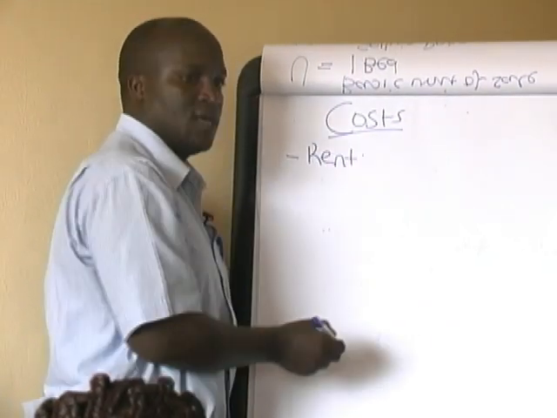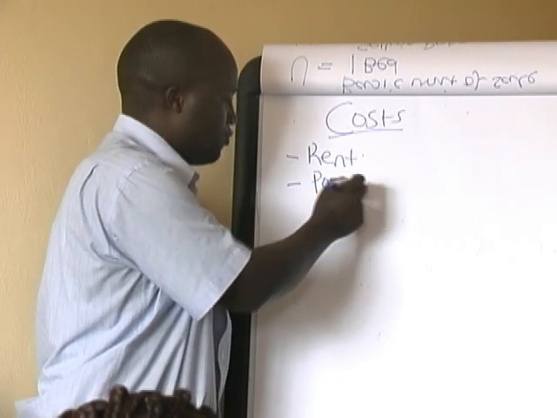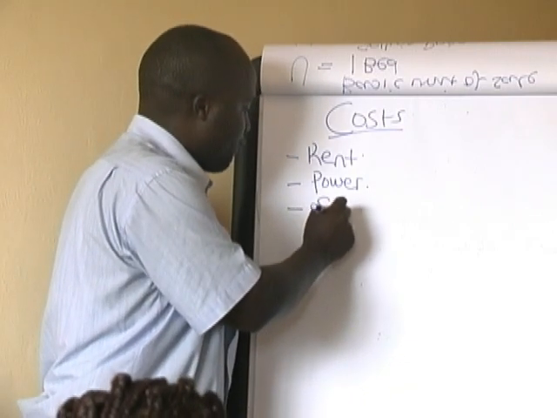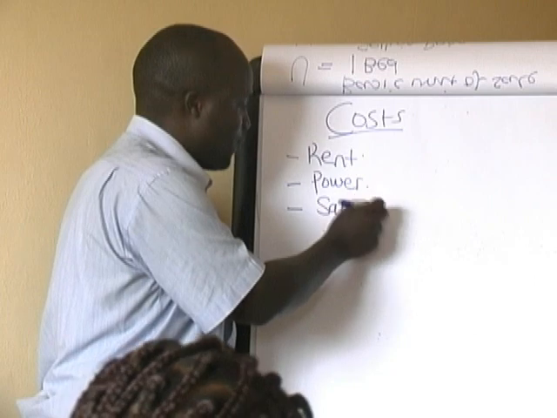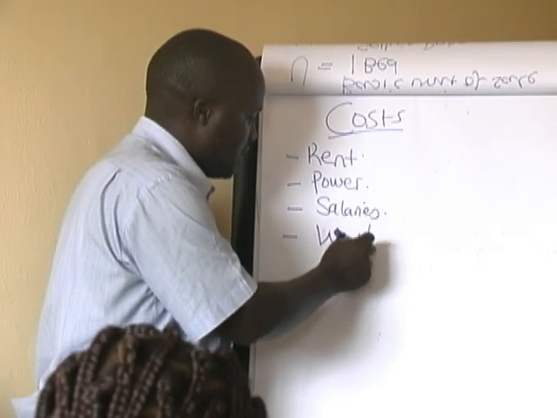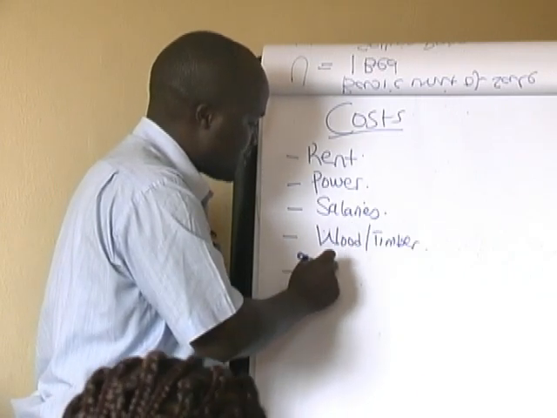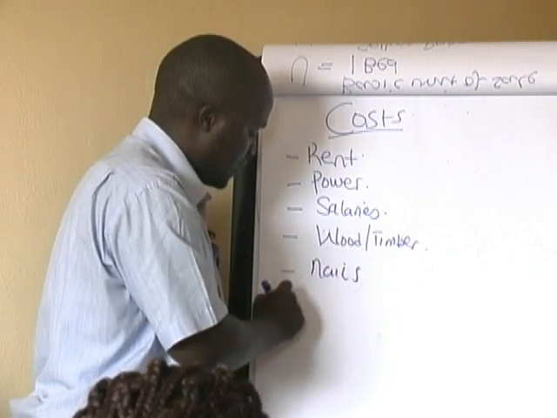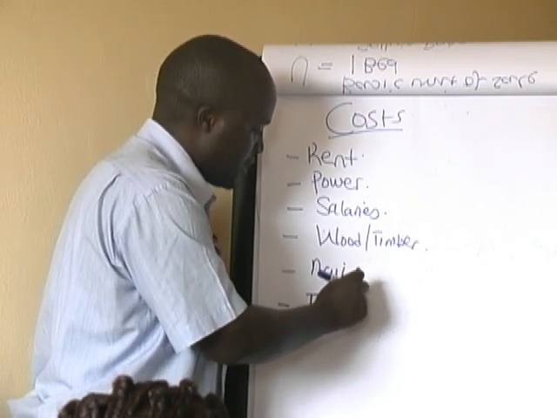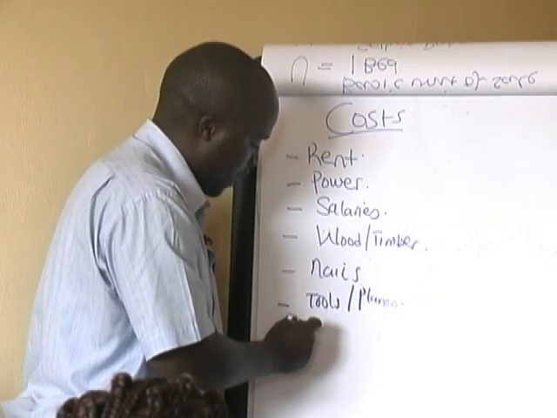You pay rent. You pay some form of power for you to be able to work. You pay for some form of salaries for you and the people that work for you. You pay for wood, stroke timber for you to make the beds. You buy some nails and you buy some tools like jack planes, so you pay for these kind of things, and you also pay for transport.